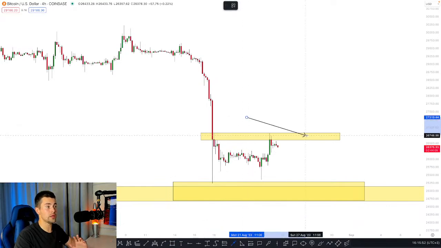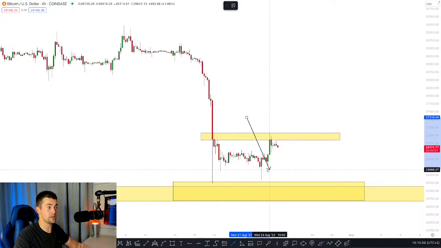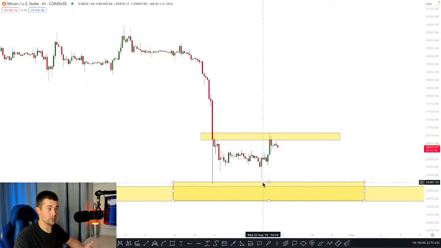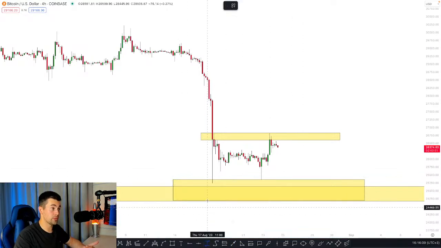we are kind of stuck between two important structures. From one side, we have that intraday resistance that for now the price perfectly respects. And from another side, we have our intraday support and our daily support that compose the demand cluster right here.